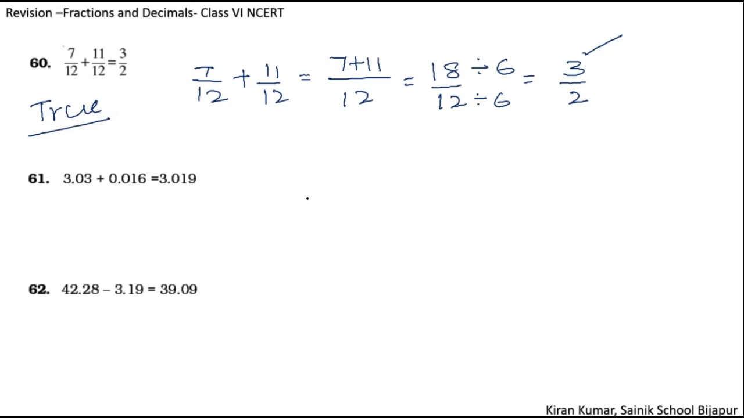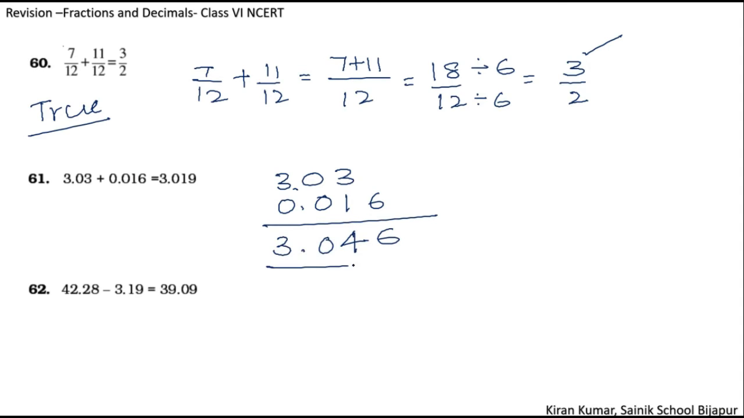Next we need addition of these decimals. 3.03, 0.016. Let's add them. 6, this will be 4, 0, 3. So 3.046. Here in the right hand side they have given 3.019. So the given statement is a false statement.